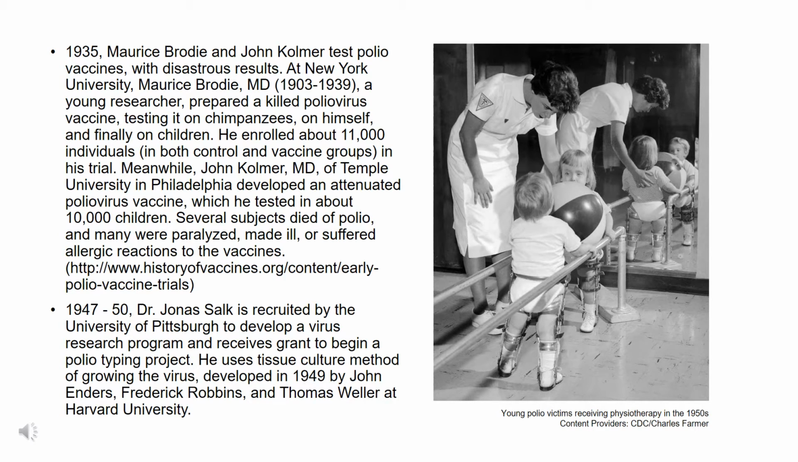In 1935, a killed polio vaccine was prepared and tested on chimpanzees and children. Unfortunately, out of the 10,000 children, several subjects died of polio, many were paralyzed, made ill, or suffered allergic reactions to the vaccine. Then, in 1947, Dr. Jonas Salk was recruited and received grants to start a polio typing project.